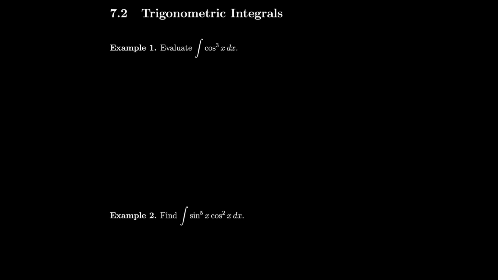Then we'd have cosine squared, and then we could replace that with 1 minus sine squared, because remember, sine squared plus cosine squared is 1. And then we would have a sine in there, so maybe u substitution would work in that case. So let's try that. We will look at the integral of cosine cubed in terms of its factors, cosine squared and cosine.